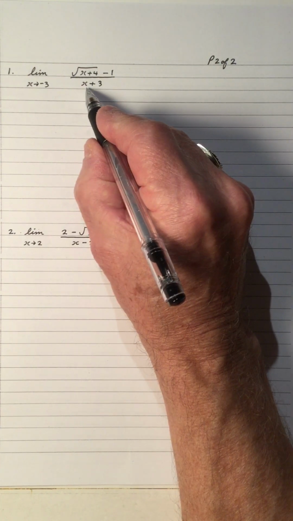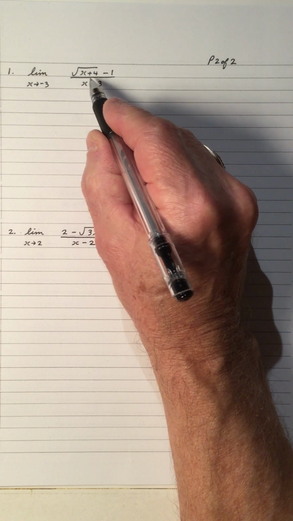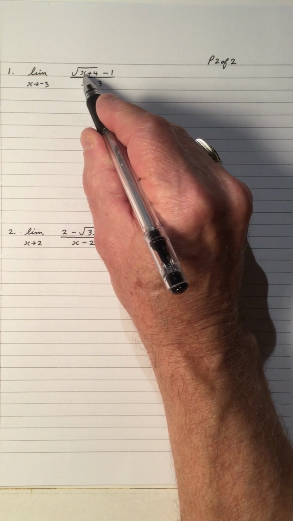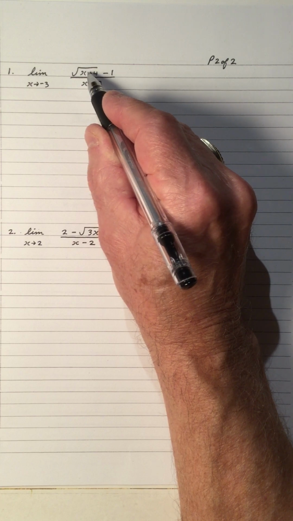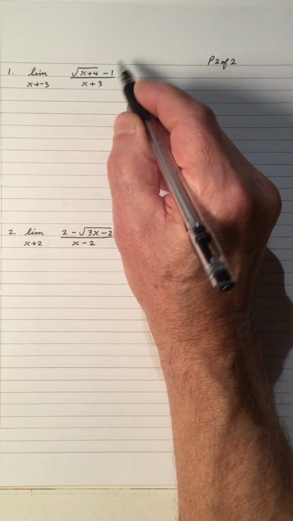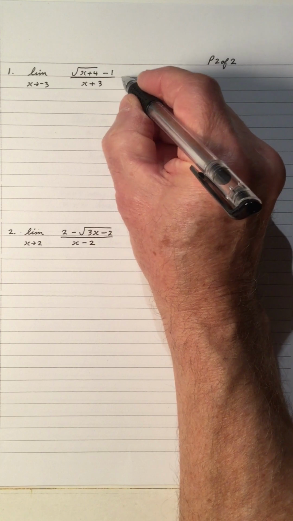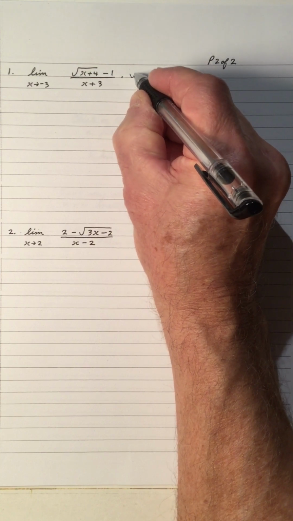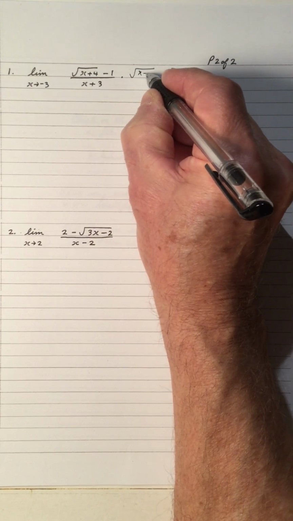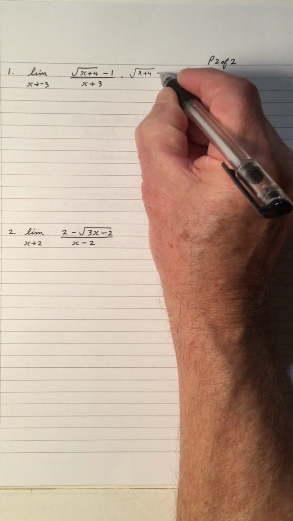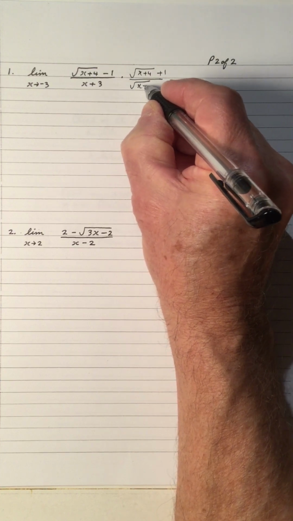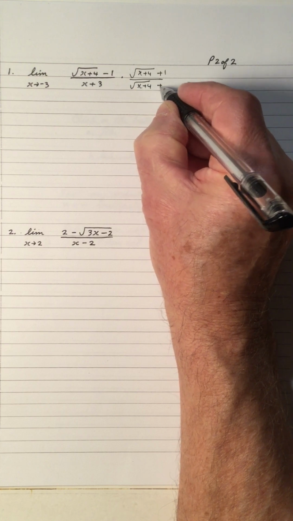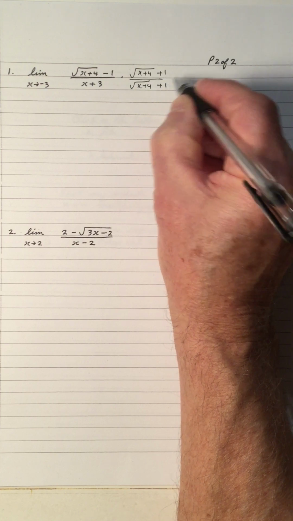And if you put a negative 3 in here, we get 0. You put a negative 3 in this x plus 4, you get 1. Square root of 1 is 1. 1 minus 1 is 0. So we get 0 over 0. So we have to multiply by the root of x plus 4 add on 1 over the root of x plus 4 add on 1.